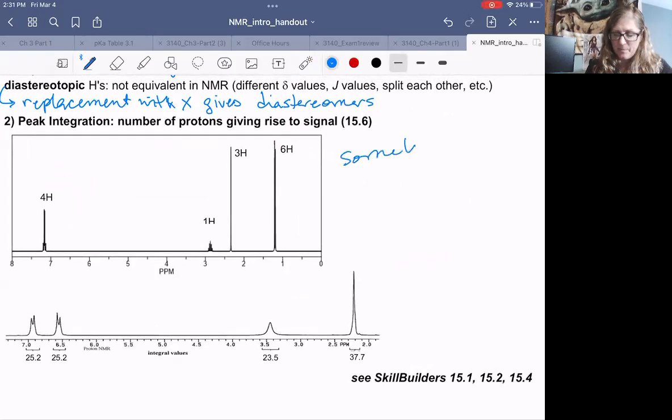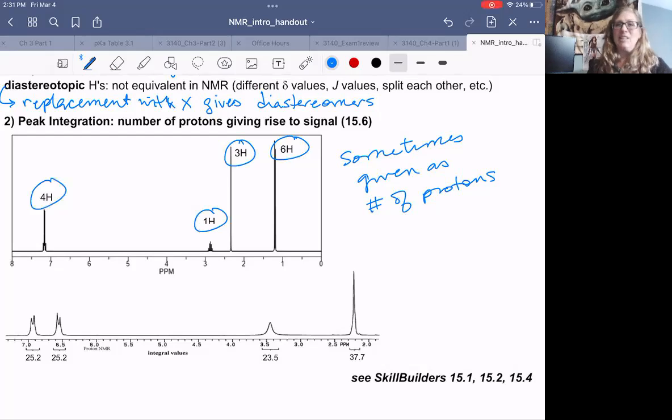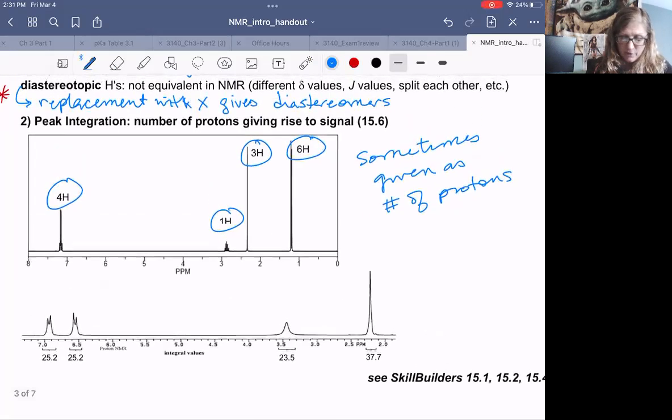So sometimes it's simply given as the number of protons. So these values are indicating the integration, the number of hydrogen atoms, the protons that are contributing to each peak. Okay, other times though, instead of giving you the number, it just gives you the actual area under the peaks that was calculated by the spectrometers, by the software. So we have to learn how to interpret those numbers. We'll get some practice doing that.